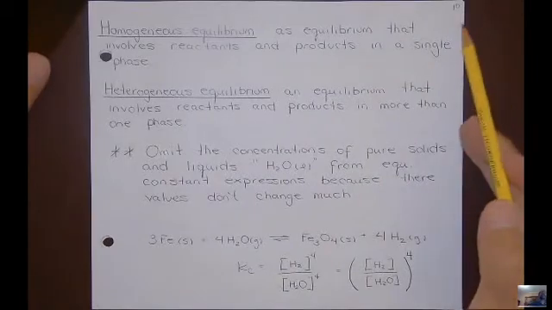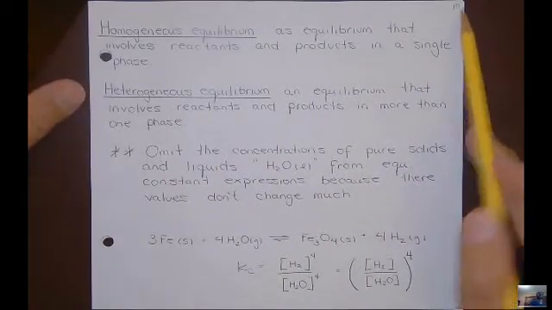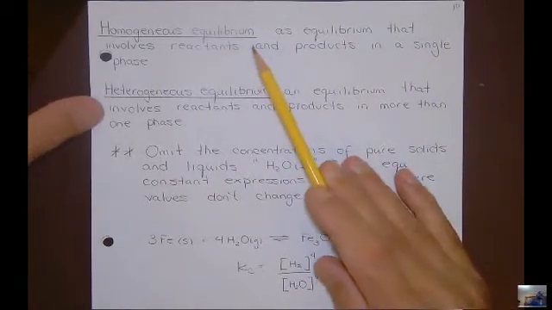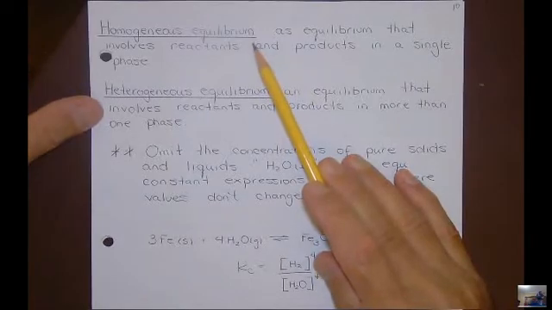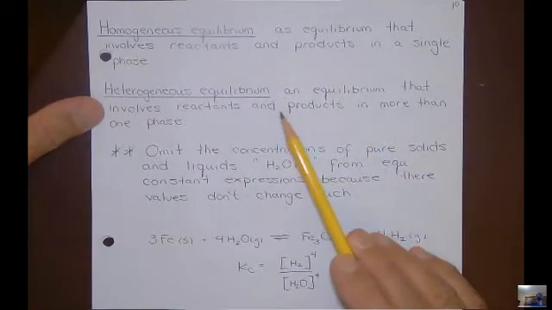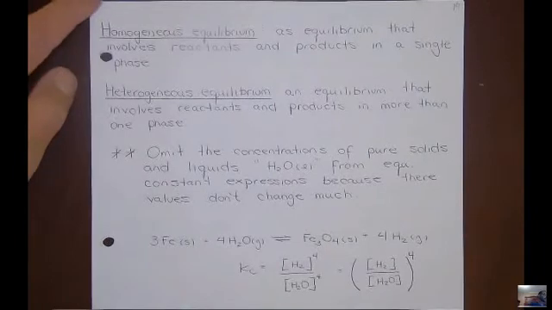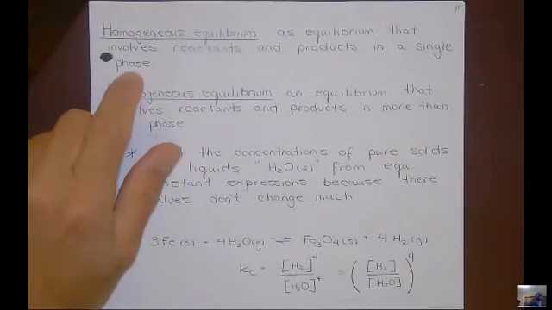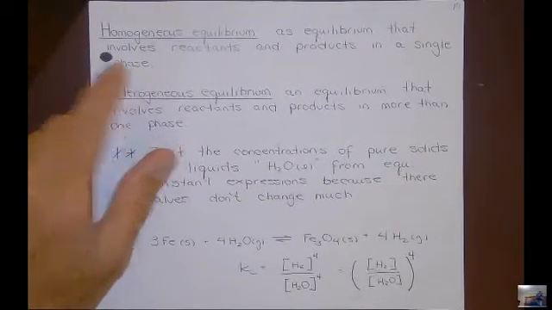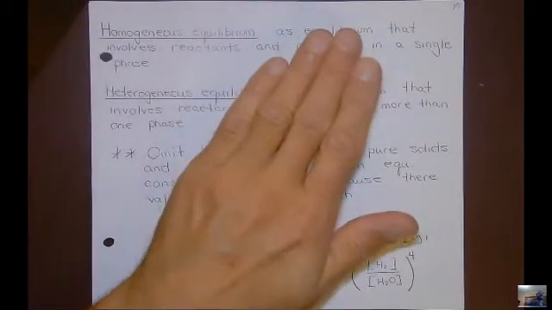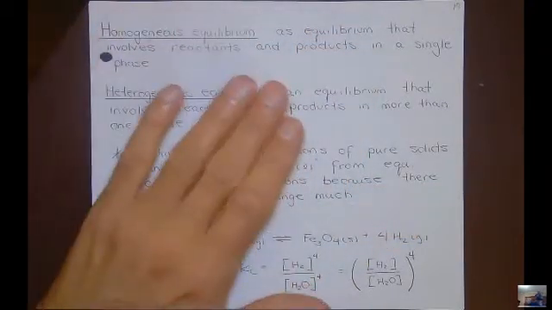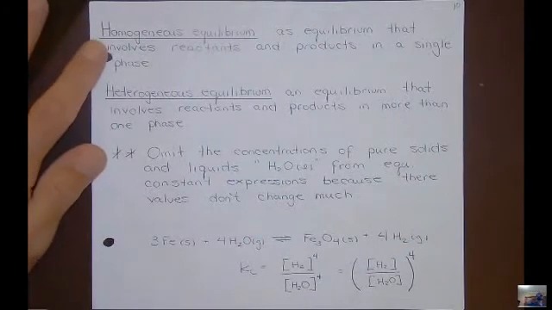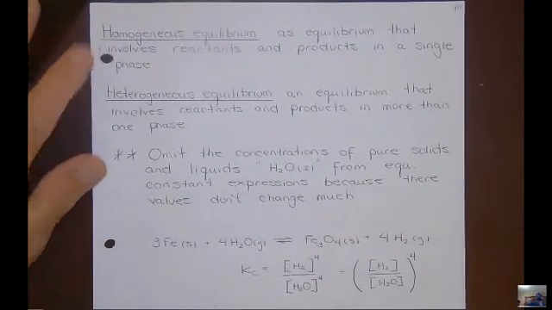So this starts off on page 10 of my notes, and we're going to discuss what to do when you have a homogeneous equilibrium and what you do when you have a heterogeneous equilibrium. The definition of a homogeneous equilibrium is an equilibrium that involves reactants and products in a single phase. So typically, it's going to be everything in the gas phase or everything in the aqueous phase. Those are going to be the typical versions of homogeneous solutions.